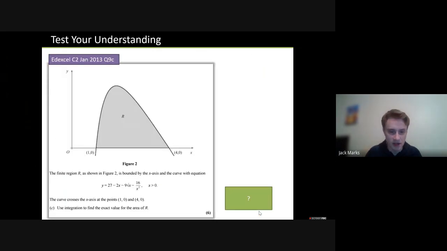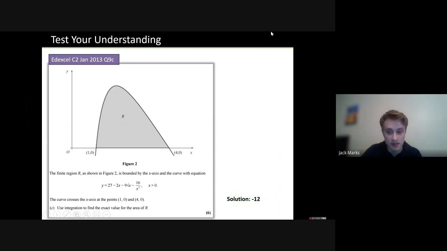So pause the video and have a go at this question here. Remember to write the root and the denominator of a fraction in index form first. Your limits are actually given to you here. Have a go at integrating that one, please. And remember to check the exact value with your calculator. Okay, so assuming that you've done that, what should we get?